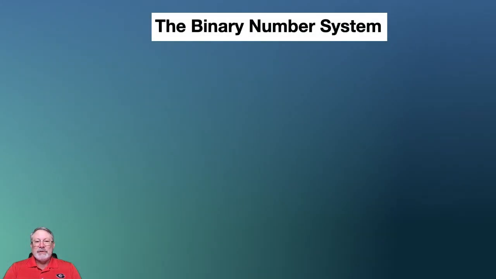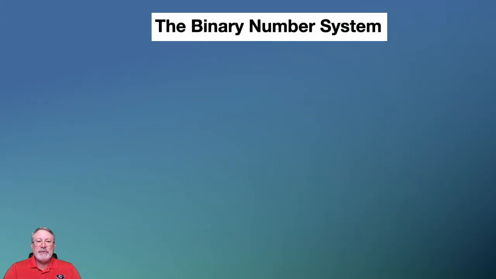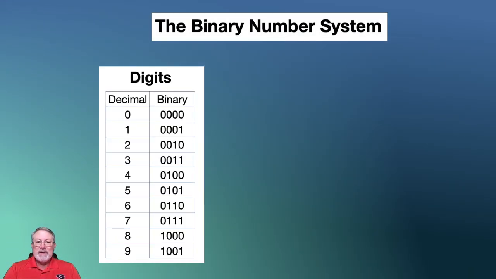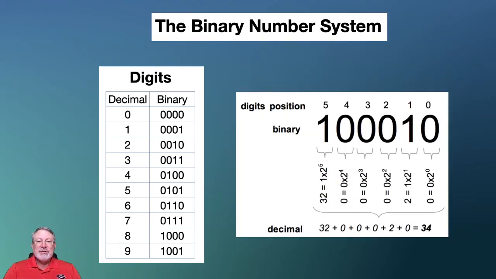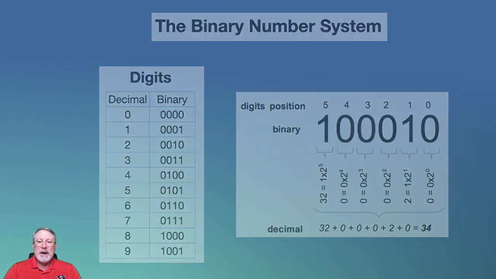Before going further, it's essential to understand what binary numbers are. Unlike the decimal system, which uses 10 digits from 0 to 9, the binary system uses only 2 digits, 0 and 1. Each digit in a binary number represents an exponential power of 2, starting from the rightmost digit, which represents 2 raised to the 0 power.